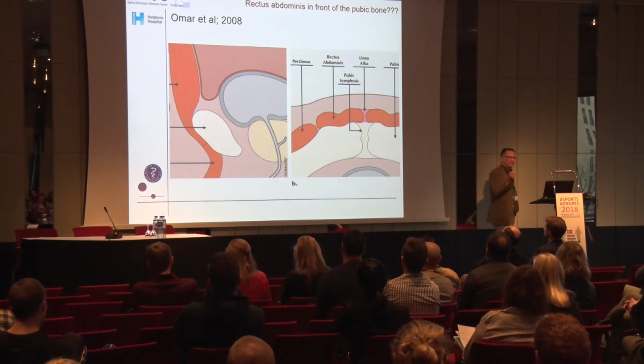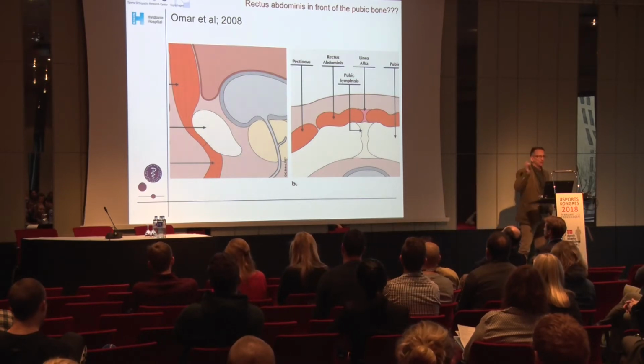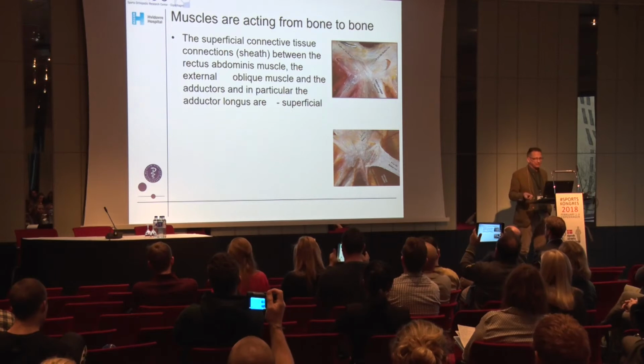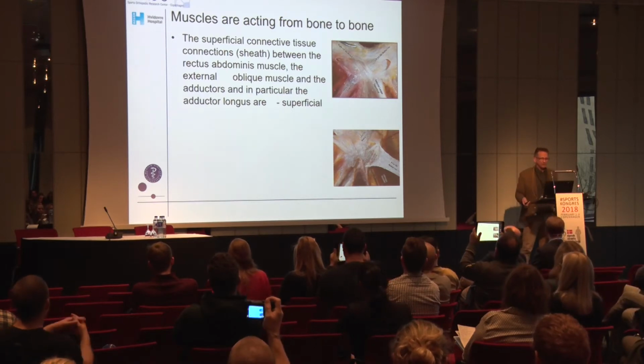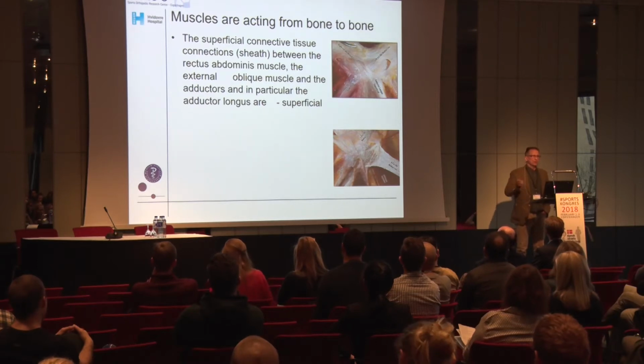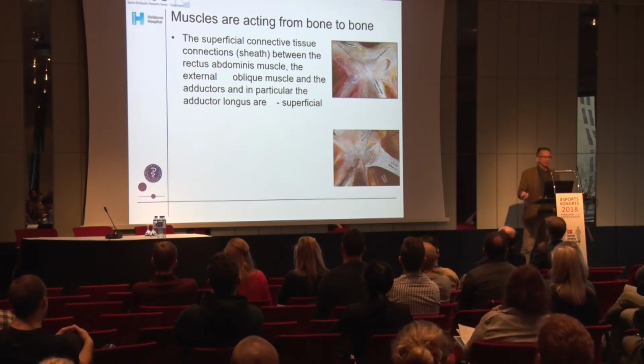And they actually claim that they have lesions where the rectus abdominis is pulled off the pubic bone. I tried to look for it. I never saw it before, and I haven't seen it. I tried actually to look for it. But you should remember that muscles are inserting into bone, and they're acting from bone to bone. This is what muscles do.